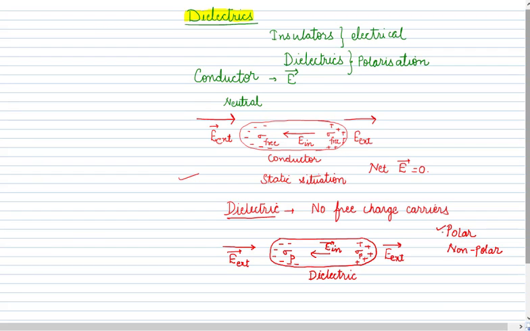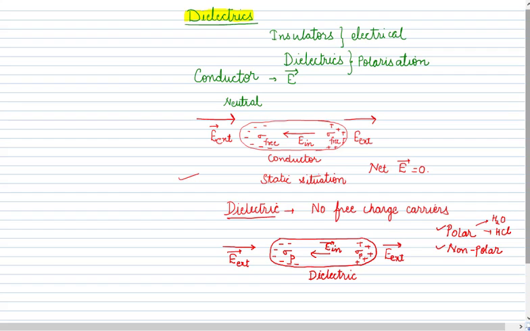Now we have talked about polar and non-polar molecules, so let us quickly see what these are. Polar molecules are those where the centers of positive and negative charge are not at the same place. They already have some polarity even when the external electric field is not applied. That means even in the absence of an electric field, the centers of positive charges and negative charges are different. They do not coincide. For example, you can take H2O, or HCl is a polar molecule.